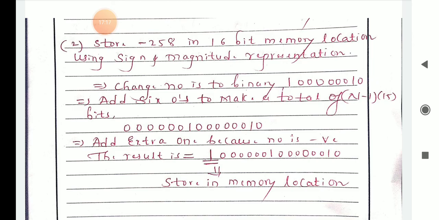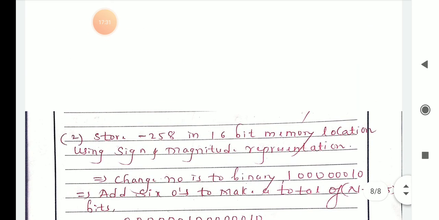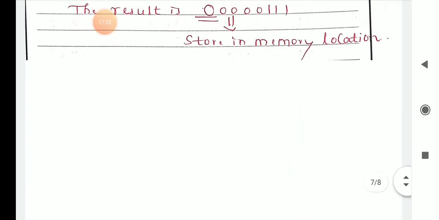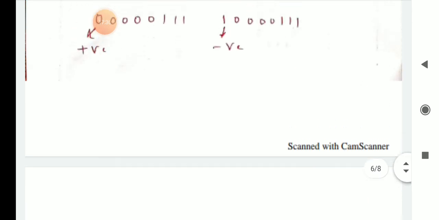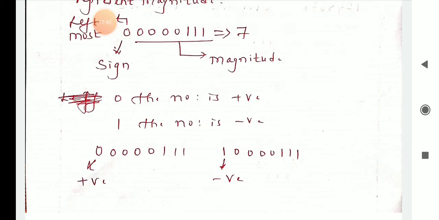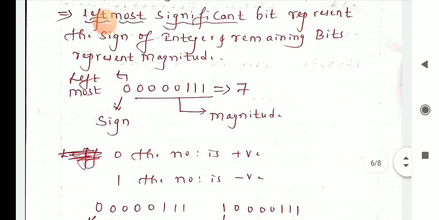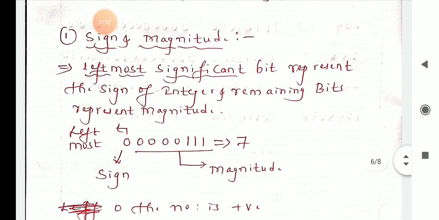This is how to represent a signed integer using sign and magnitude representation. I hope you understood this concept. The only thing you have to remember is the sign of the number. If it is positive, you add 0. If it is negative, you add 1 in the leftmost digit. So this is the sign and magnitude representation.